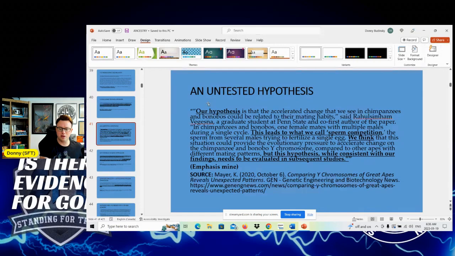So we need to see some empirical data that actually supports this idea or hypothesis, because that is a lot of change to account for. That is a massive discrepancy in the Y chromosomes of the great apes. Evolutionists would say humans are great apes. And so rather than just saying, well, maybe sperm competition could do it. And that's why they say, well, consistent with our findings, because to them, sperm competition might be able to explain those discrepancies. But that is them just throwing something out and hoping that it sticks.